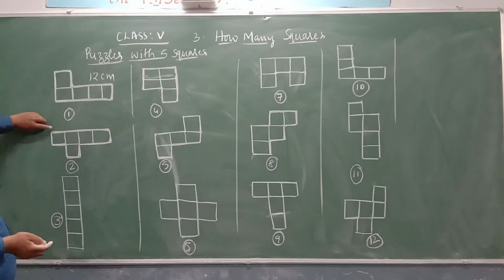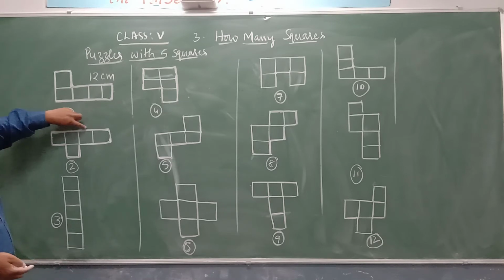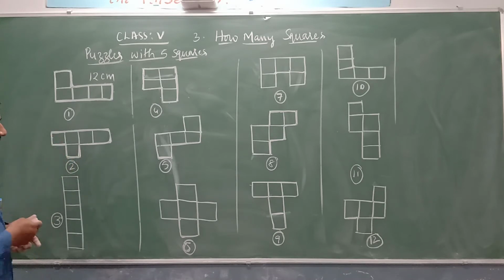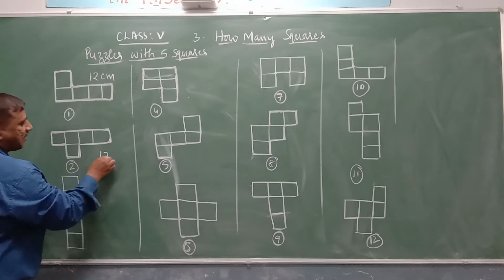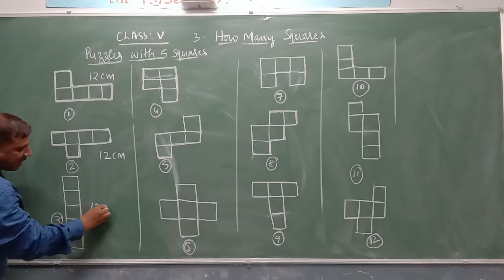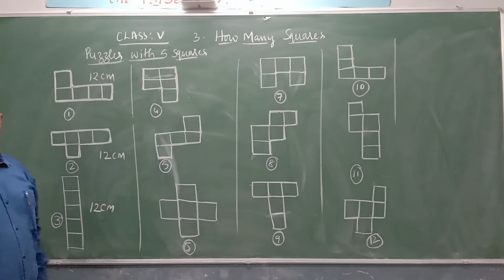You can count. Start from here. 1, 2, 3, 4, 5, 6, 7, 8, 9, 10, 11 and 12. Again 12 sides are there. We get 12 centimeters as its perimeter. Similarly, count for the third figure. Shape 3: 1, 2, 3, 4, 5, 6, 7, 8, 9, 10, 11, 12. So its perimeter is also 12 centimeters.